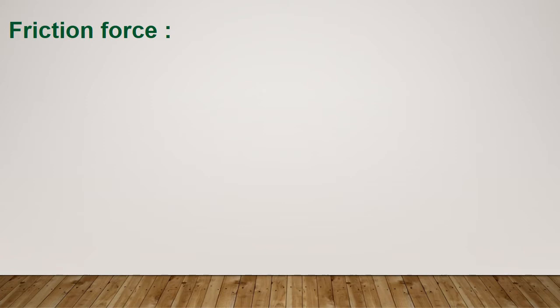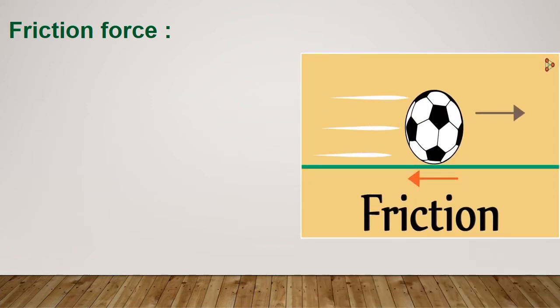What is the definition of the friction force? Look at this ball. If I roll this ball along the floor, it will move and move, and after some time this ball will slow down and stop. Why is this ball stopping? Because there is a force arising between the surface of this ball and the surface of the floor. This force is called friction force.